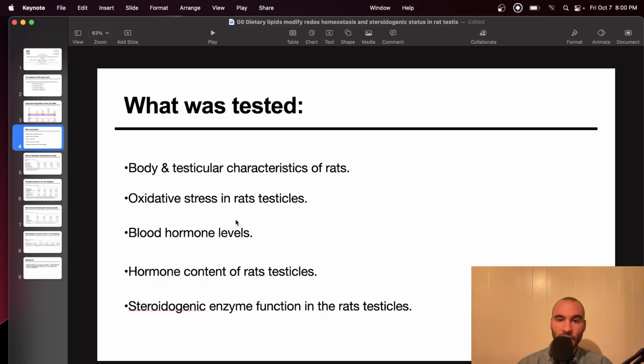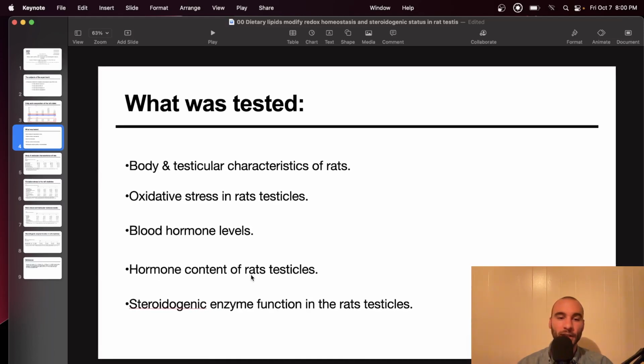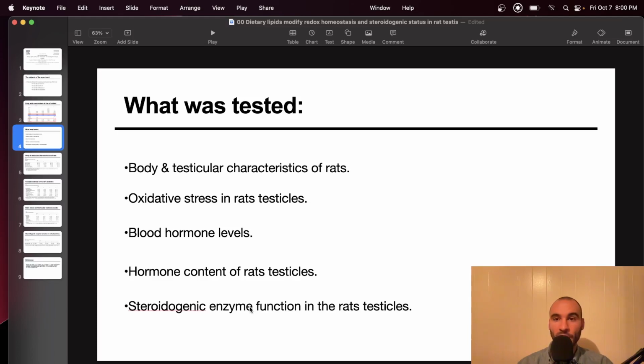Oxidative stress in the rat's testicles, blood hormone levels, hormone content of rat testicles, and steroidogenic enzyme function. So the oxidative stress, that's pretty self-explanatory. The blood hormone levels, we're talking about testosterone, estrogen, LH, FSH. The hormone content of the rat testicles, we're talking about the testosterone content. And steroidogenic enzyme function, we're talking about the enzymes involved in the production of steroid hormones, including testosterone, inside the testicles. So what is the effect of these different types of fats on all of these functions altogether?